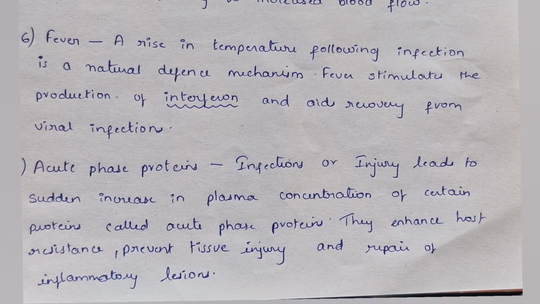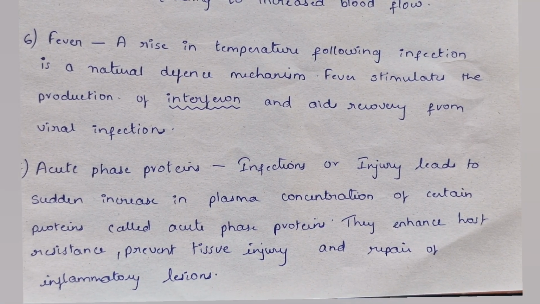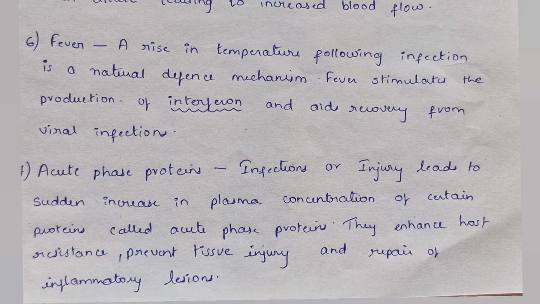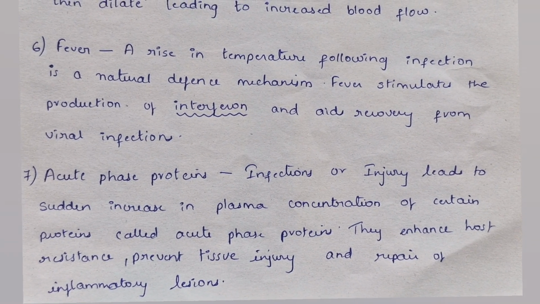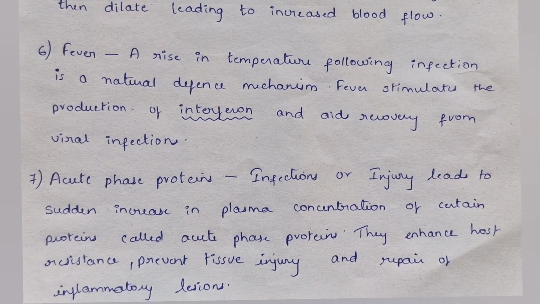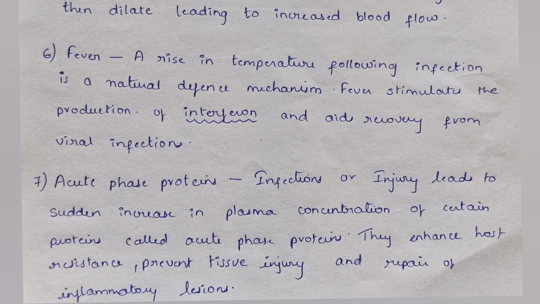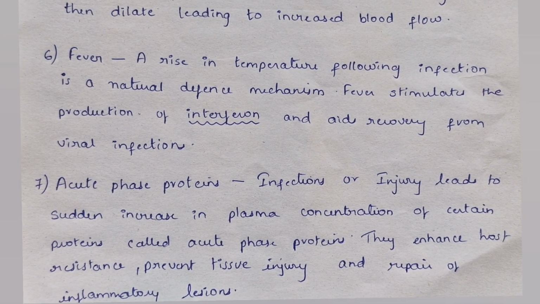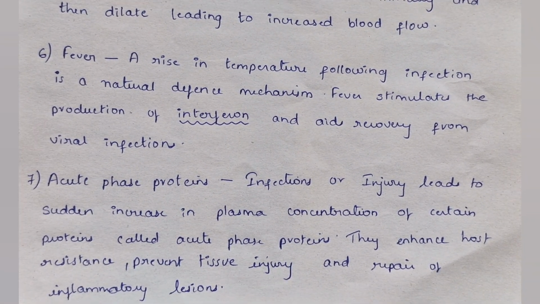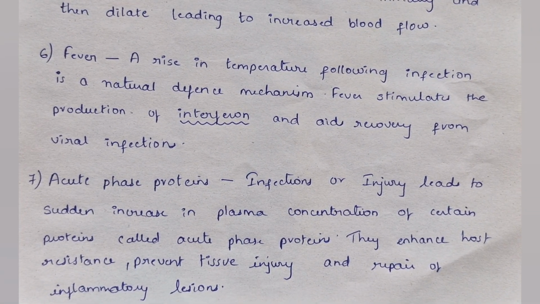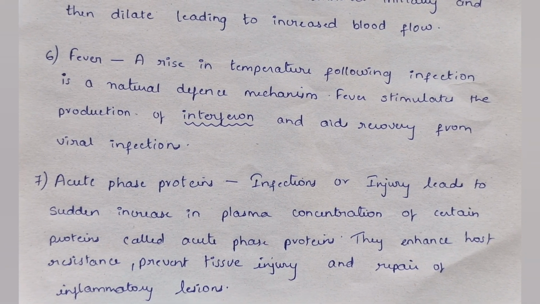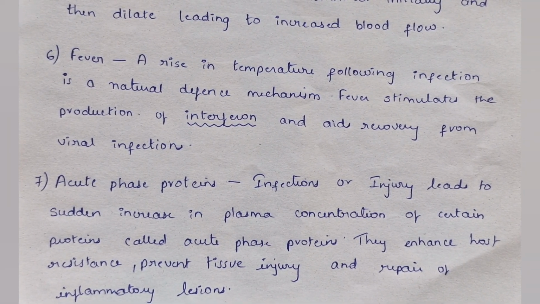The seventh one is acute phase proteins. Infections or injury leads to sudden increase in the plasma concentration of certain proteins called the acute phase proteins. They enhance the host resistance, prevent tissue injury, and repair of inflammatory lesions.